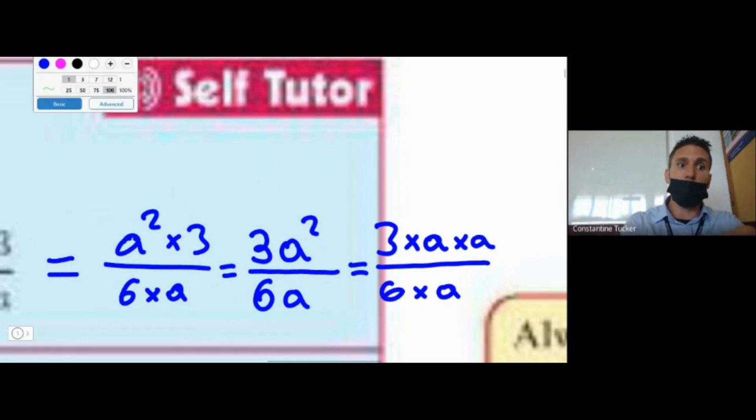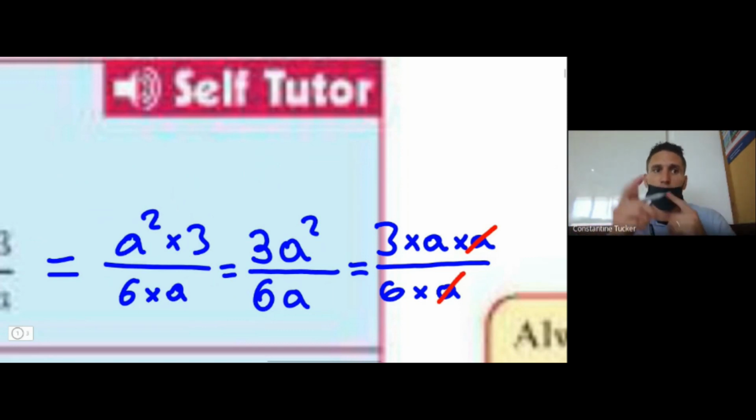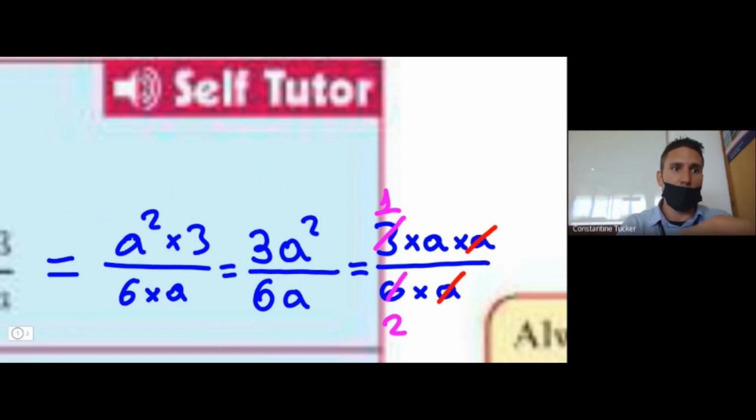So let's see. Firstly, we can basically divide the top and bottom by a. So that means the a is gone, and then we can actually simplify the 3 and the 6. 1 and 2, because 3 goes into 6 two times. Or if you like, I divide by 3 here, I get 1. I divide by 3 here, I get 2. So now, what do we get as our final answer here? 3 and 1a. So 1a, or just a, divided by 2.